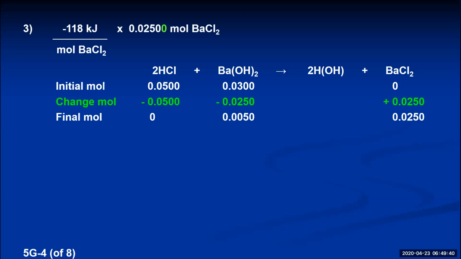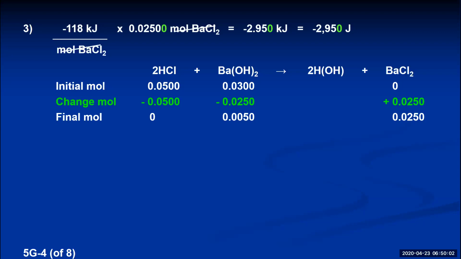This will cause the moles of barium chloride to cancel out, so we will now exactly predict how much heat is given off or absorbed when the reaction occurs in this particular experiment. It's a negative number, that means the heat's given off. So that means it gives off 2.95 kilojoules worth of heat energy, or 2,950 joules of heat energy given off.